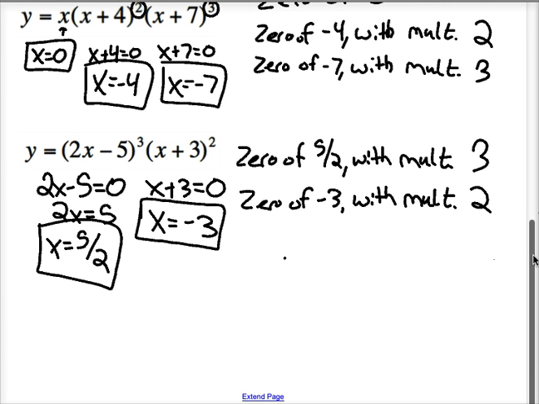So again, just use the zero product property. The only new thing here is using those multiplicities when you see that there are exponents on the factors.